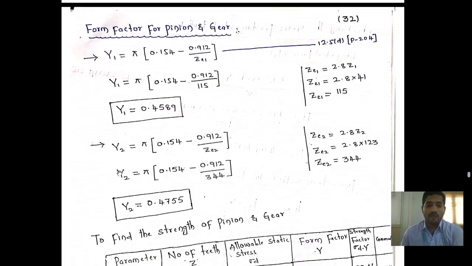The form factor for the gear, y2, is equal to, we have the same formula. Instead of ze1 we have to use ze2 only, that's it. And for ze2 we use the same formula, instead of z1 we use z2, 2.8 into z2. The number of teeth of the gear we got here is 123. If you multiply 2.8 into 123, then you will get the answer 344. Just substitute over here. After that, if you calculate with the help of a calculator, then you will get the form factor for the gear as 0.4755.